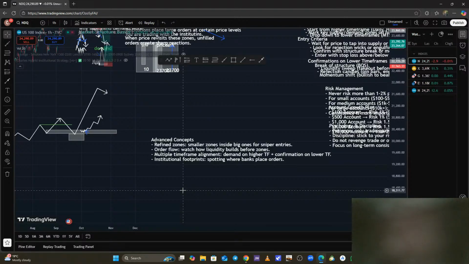Then institutional footprints, spotting where banks place orders. Now you'll need a footprint chart for you to identify that one. But this is just an advanced concept. You can trade it without the footprint charts, but if you want precise entries and everything, you can use them for your use case.